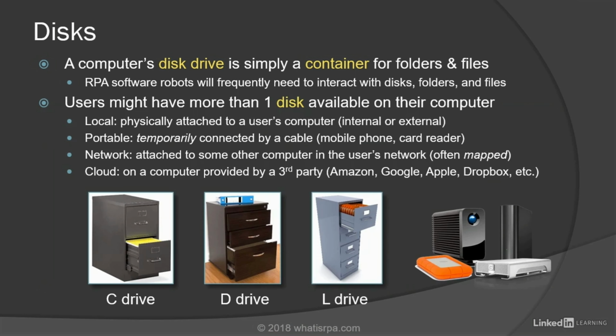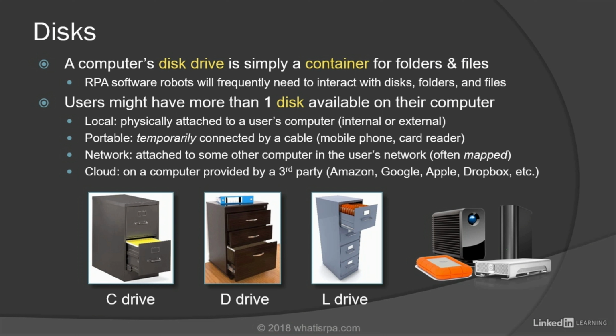Users might have more than one disk available on their computer. Different kinds of disks are local disks, which are physically connected to a user's computer, and they could be either internal inside the computer or external, connected by a cable. Portable disks are temporarily connected by a cable, and this includes things like your mobile phone or a memory card reader. Network drives are attached to some other computer in the user's network, and a term we use is that those drives are often mapped to the user's computer, so they have quick access to them.